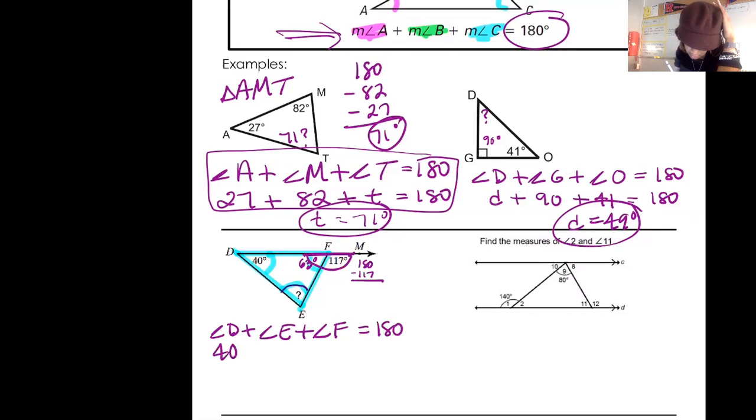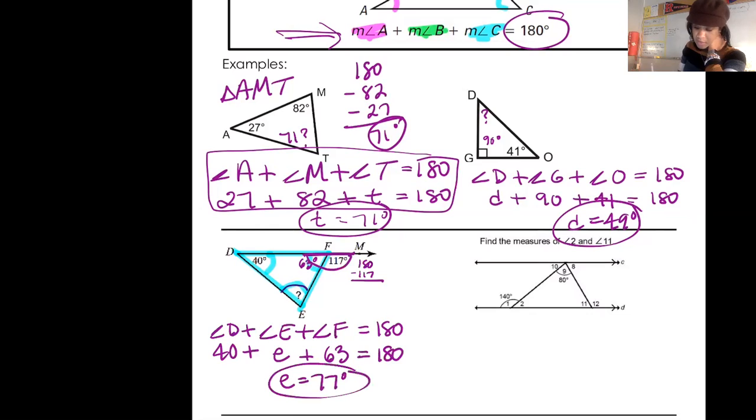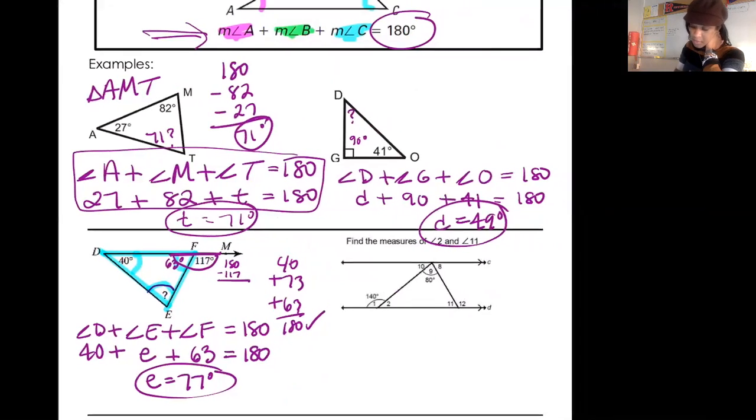Angle D is 40 plus angle E is unknown. I'm gonna use E as my variable to represent the value of that angle. Plus angle F, we said was 63 degrees, equals 180. When I put this in my equation solver, I'm going to get E equals 77 degrees. The measure of angle E is 77 degrees. And again, we could check it. 40 plus 73 plus 63 is 180, so that answer is correct.